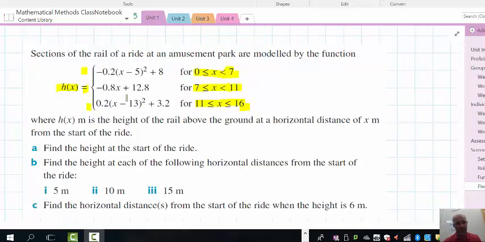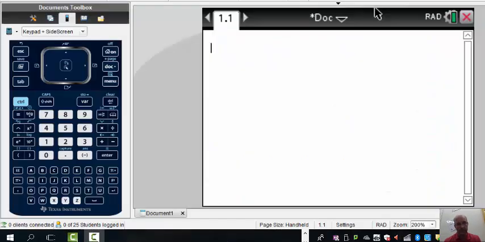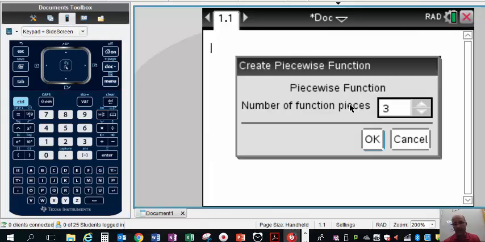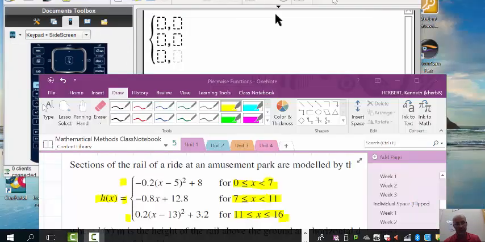In this question we're required to do three main things. So let's firstly use our graphics calculator to enter the piecewise function. What we do is we hit the templates key, and we will need this one here because it allows us to put 6 bits of information in. So double click, piecewise function, yes I want 3 pieces, and it gives us a template. Now I need to enter the parts in.